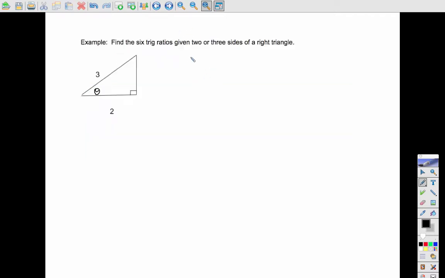Okay, so I want to look at a triangle, and we want to find all 6 trig ratios given 2 or 3 sides of a right triangle. Okay, so in this picture here, I've given you 2 of the sides of the right triangle. Sometimes you're given 3, sometimes you're given 2. The only difference is the Pythagorean theorem is needed to find the third side. Okay, so in this case, I gave you the hypotenuse is 3. The adjacent side is 2.